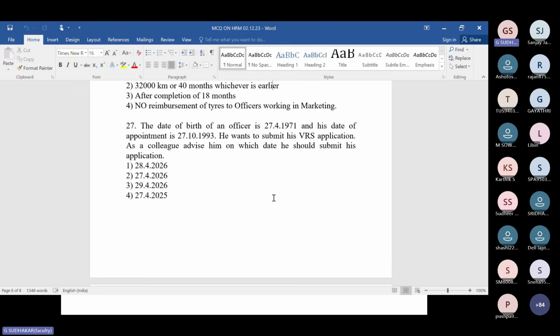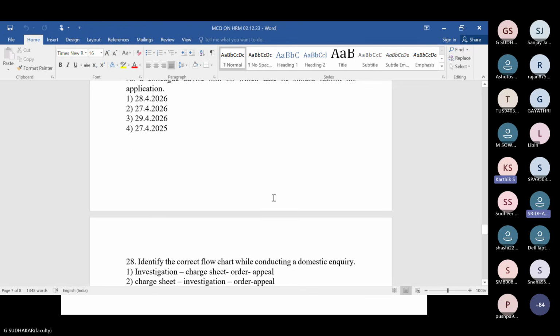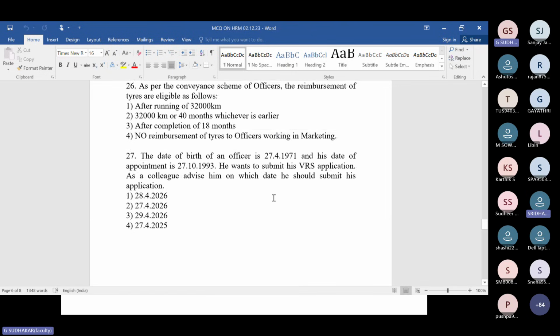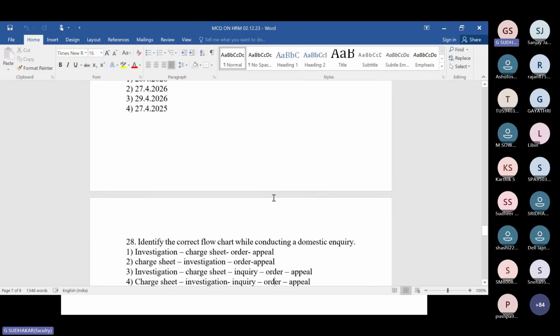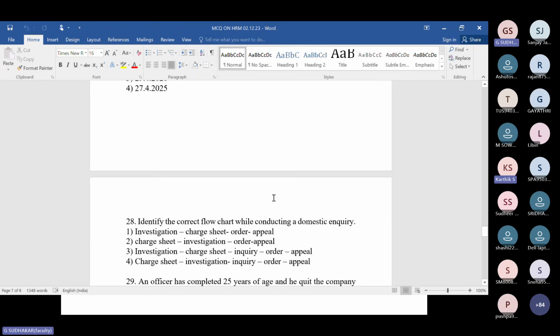We will go for the next question. Actually, from the examination point of view, 27/4/2026 is the most probable answer. 55 years, PF optee is the correct answer, 27/4/2026. Yes, correct. Sir, can you please help us with the leave rules during the notice period?